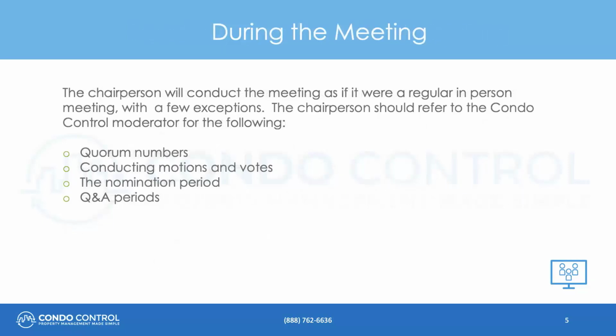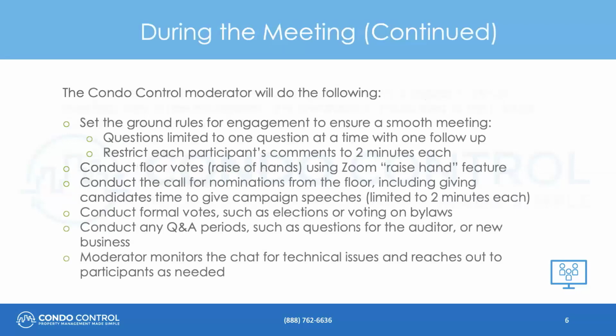During the meeting, the chairperson will conduct the meeting as if it were happening like a regular in-person meeting with a few exceptions. They may ask the moderator to provide assistance with a quorum and attendance numbers, to conduct a motion using Zoom's raise your hand functionality, the nomination period, and the question and answer periods. During the meeting, the moderator will do the following.